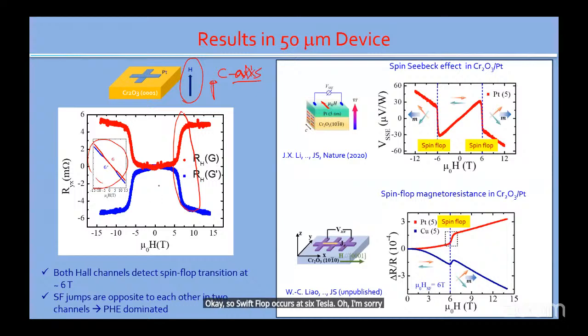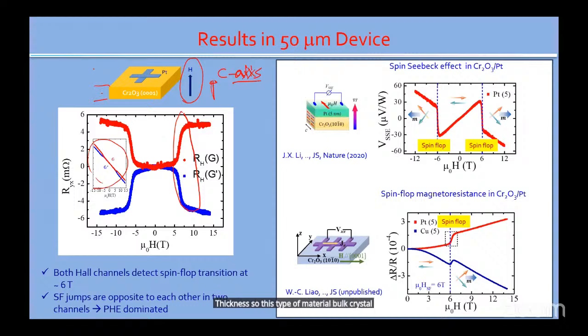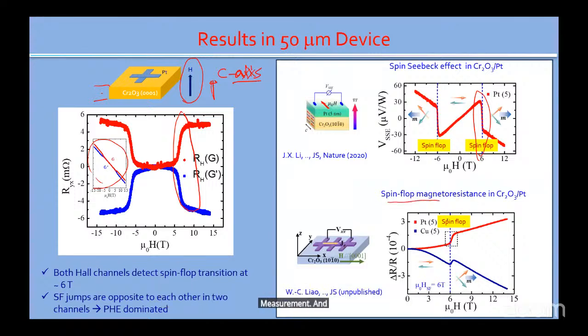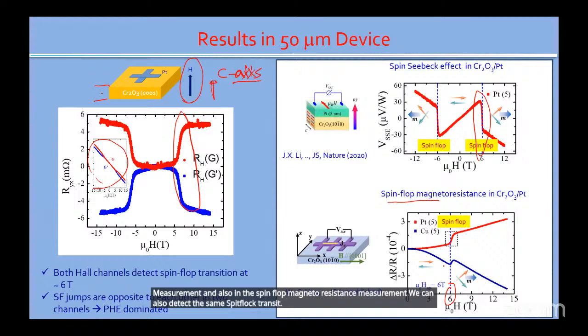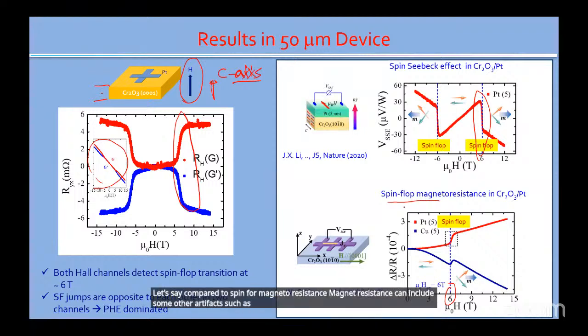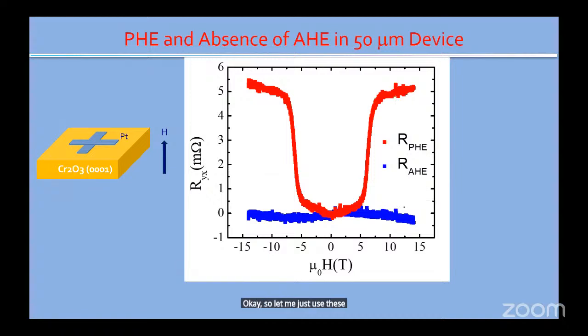Oh, I'm sorry, this material is a bulk material. The thickness here is around 500 micron, half a millimeter. Some crystals I have at 1 millimeter thickness. So this type of bulk crystal has a very well defined spin flop transition, measured in our early work, the spin Seebeck effect measurement, and also in the spin flop magnetoresistance measurement, we can detect the same spin flop transition. But here I want to emphasize, here we have more information compared to spin flop magnetoresistance. Magnetoresistance can include some other artifacts, such as magnetostriction induced resistance change.